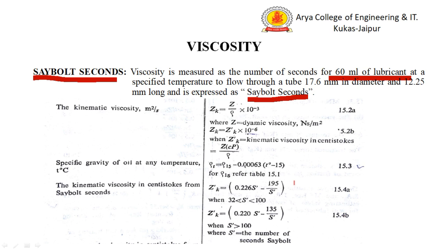This is the formula relating Z dash K and Saybolt seconds S dash. So if we know the value of S dash, then we can calculate Z dash K, which is the kinematic viscosity in centistokes. After calculating Z dash K, we can calculate Zk by this equation, and then from Zk we can calculate Z.